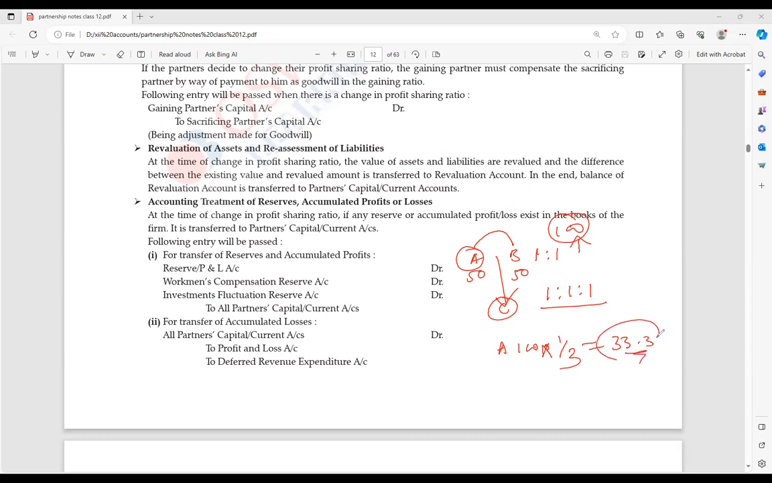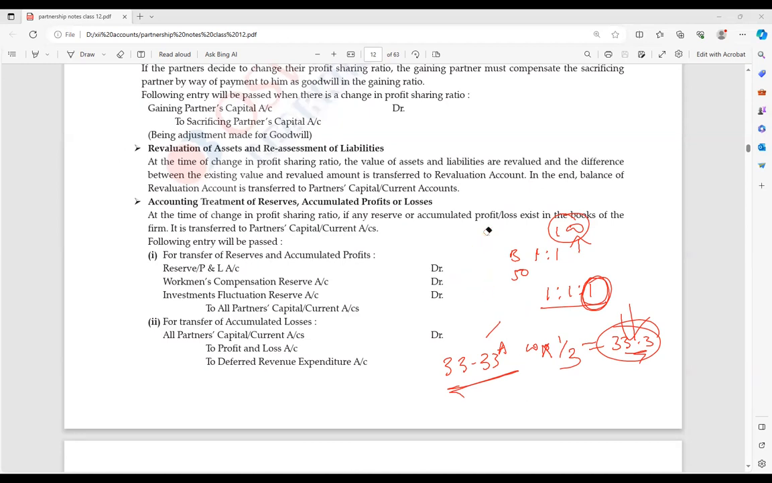33.3. Before, A was getting 50 rupees out of 100. Now how much is A getting? 33.3. That means that amount A is sacrificing for C. Got the point? Before, C was not getting any amount, but now C is also going to get 33.33. So this is the way to find out the sacrificing or gaining. I hope you understood gaining and sacrificing.